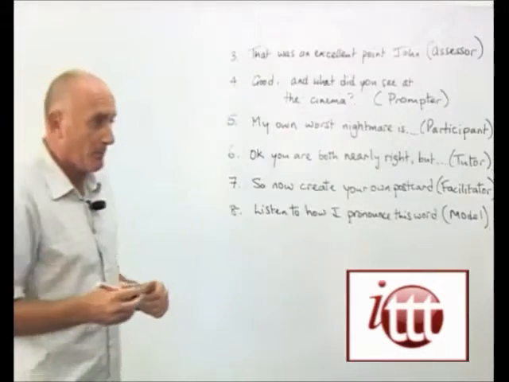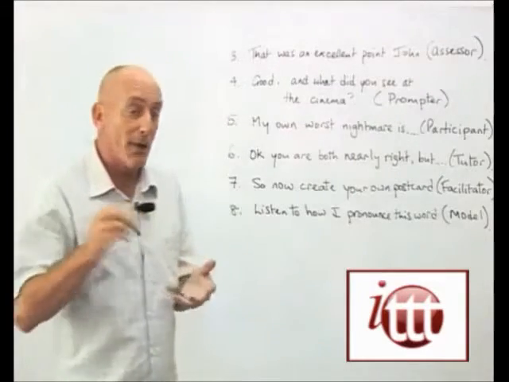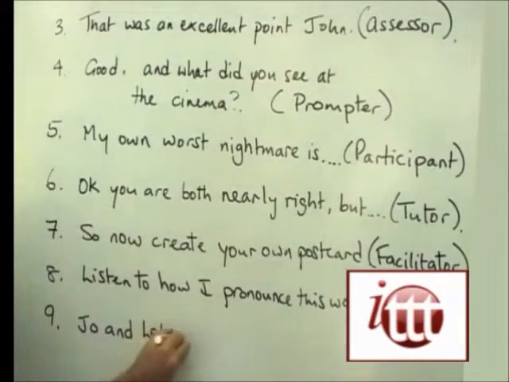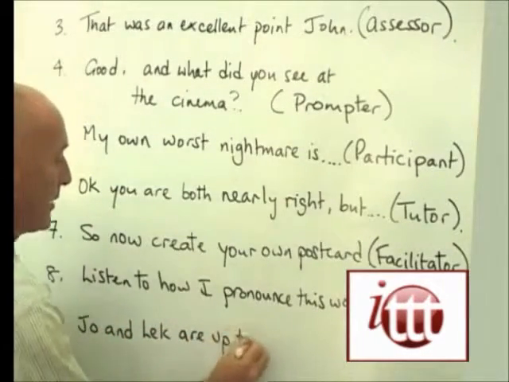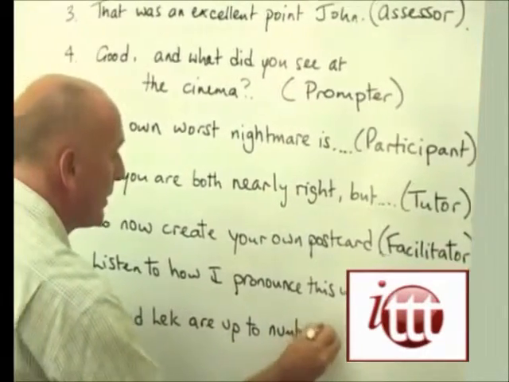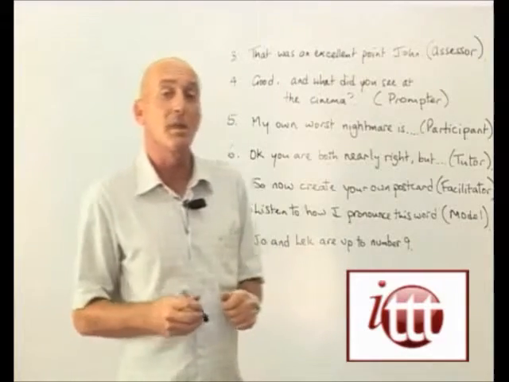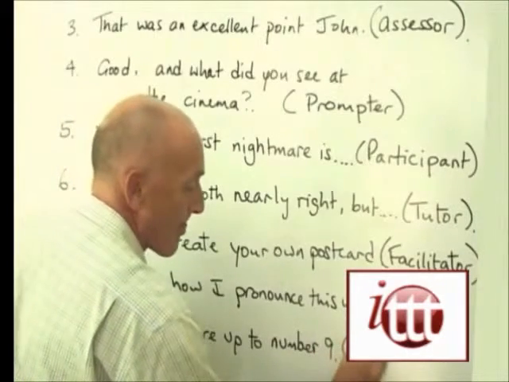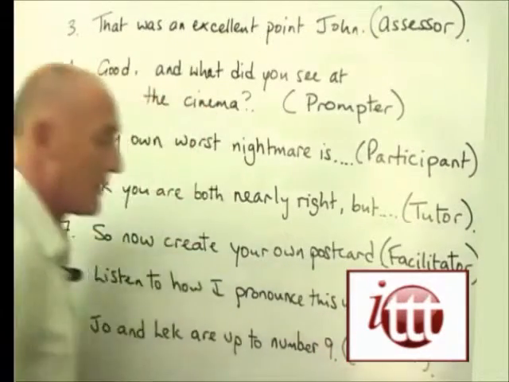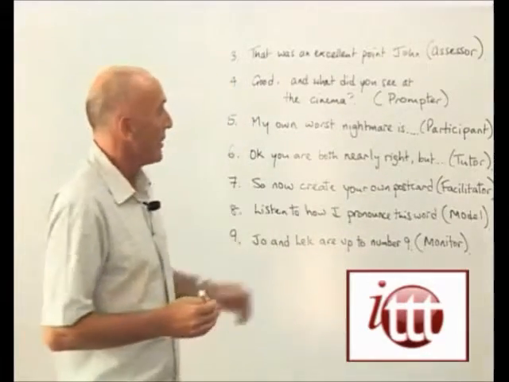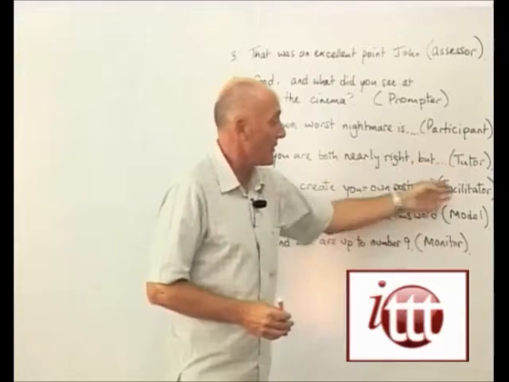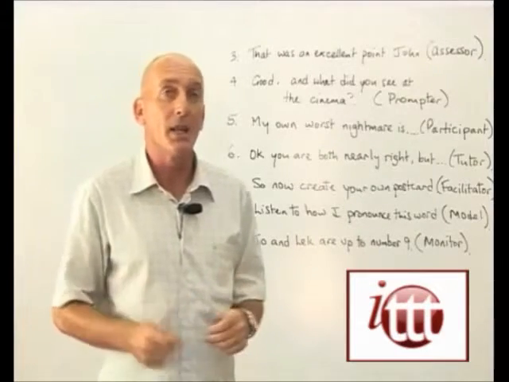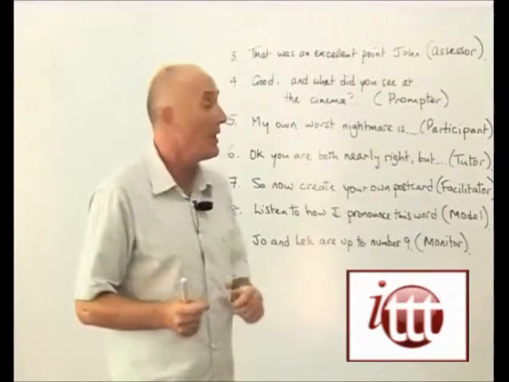For our final example, whilst an activity is going on, the teacher may write a note to himself: Joe and Lek are up to number 9 in this particular activity. So what the teacher is doing at this point in time is to act as a monitor for the class. So assessor, prompter, participant, tutor, facilitator, model and monitor are some of the roles that a teacher will play. Which role you have at any particular time in a lesson depends entirely on what is going on.